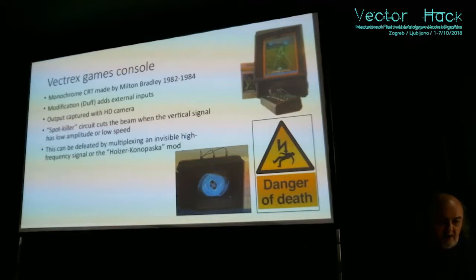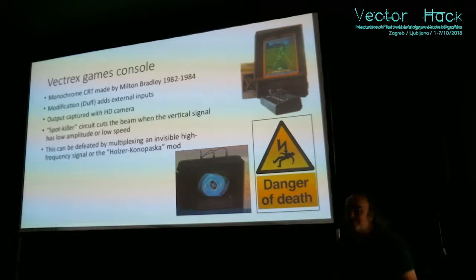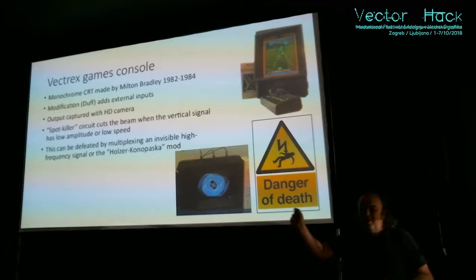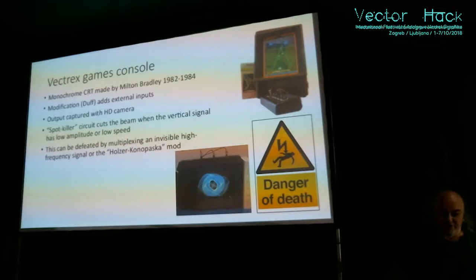Vectrex, we don't need to say. The annoying thing that Derek mentioned yesterday, the spot killer circuit that is there to protect the CRT, this ends up being quite an annoyance when using it for vector graphics, because it means that every now and again, you've got to stop what you're doing and draw a very fast, invisible horizontal line, and that's what stops the spot killer from working. Either that, or you do a very small modification, as Derek has talked about.